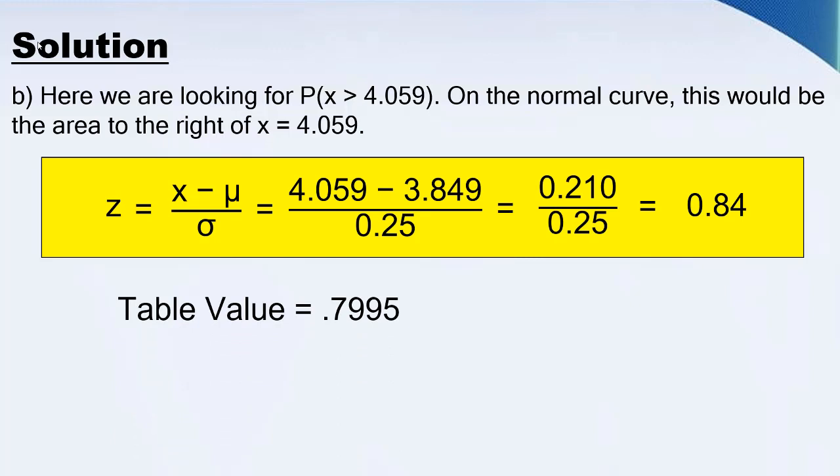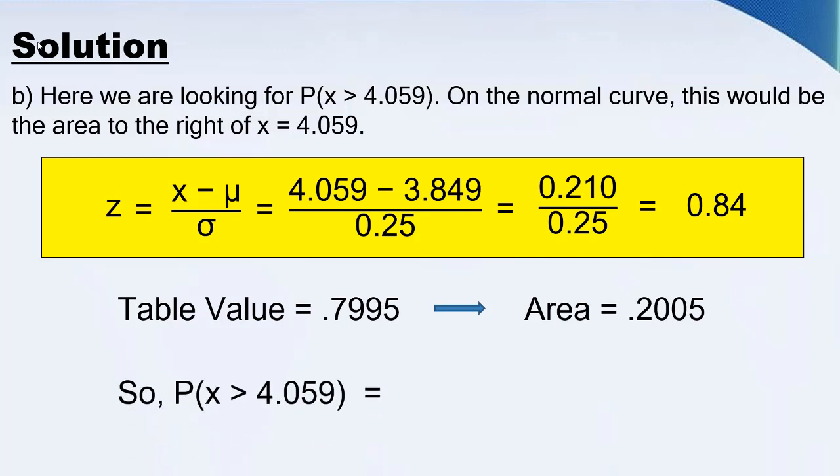Because we're looking for area to the right, we have to subtract this 0.7995 value from 1. So the area is going to be 1 minus 0.7995, which is 0.2005. That area corresponds to the probability. So the probability that x is over 4.059 is the same as the probability that the z is more than 0.84, which is 0.2005.